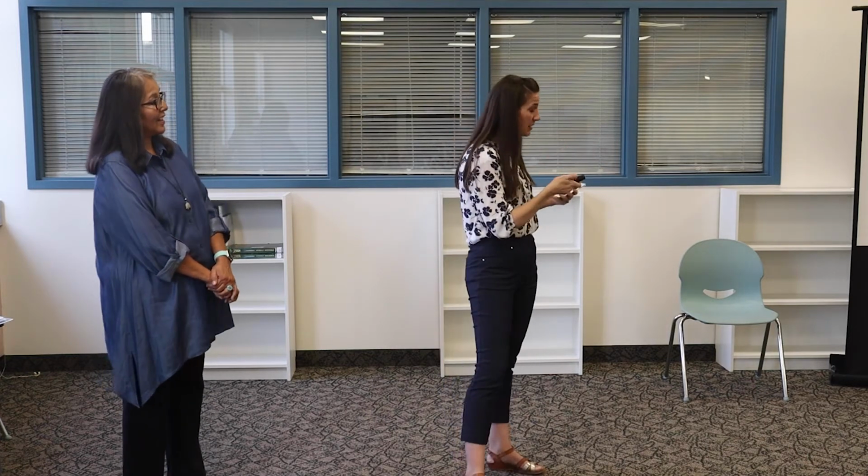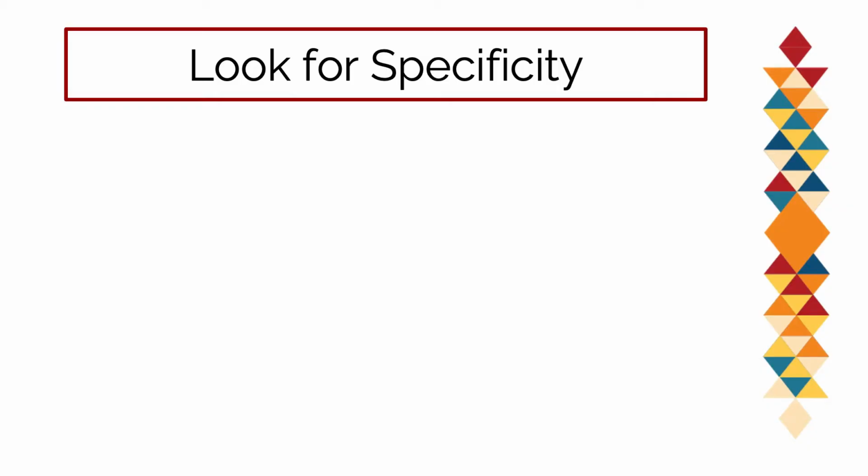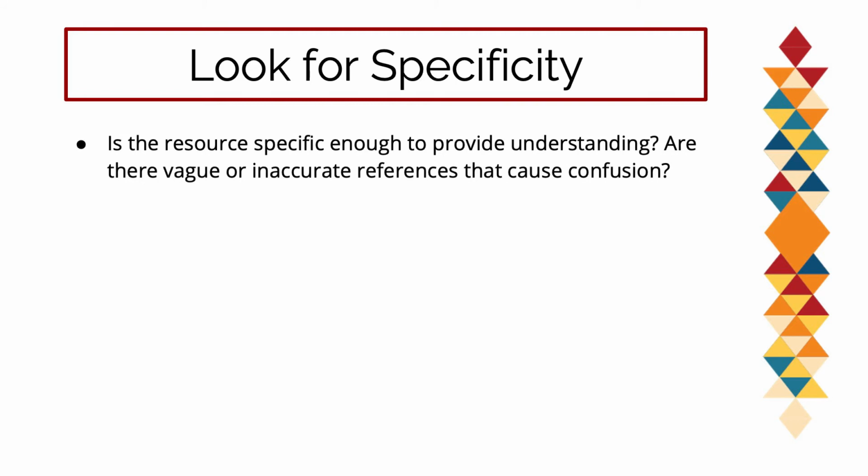So in this lesson plan, we're going to be looking more at specificity and how she teaches different things that go along with this. Is the resource specific enough to provide understanding? Are there vague or inaccurate references that cause confusion? Is there any confusion on your part, just looking at the lesson plan? It's a visual arts lesson plan. She's asking the children to look at John Nieto images and make their artwork patterned after his work.